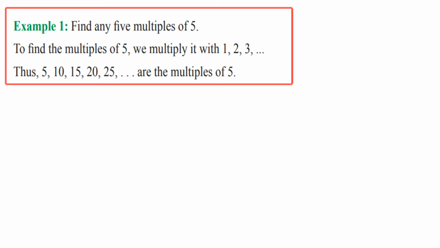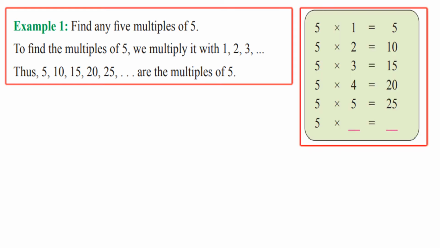Example number 1. Find any 5 multiples of 5. To find the multiples of 5, we multiply it with 1, 2, 3, 4, like this. 5 times 1 is 5, 5 times 2 is 10, 5 times 3 is 15, 5 times 4 is 20, 5 times 5 is 25, and so on. Thus 5, 10, 15, 20, 25 are the multiples of 5. Okay?